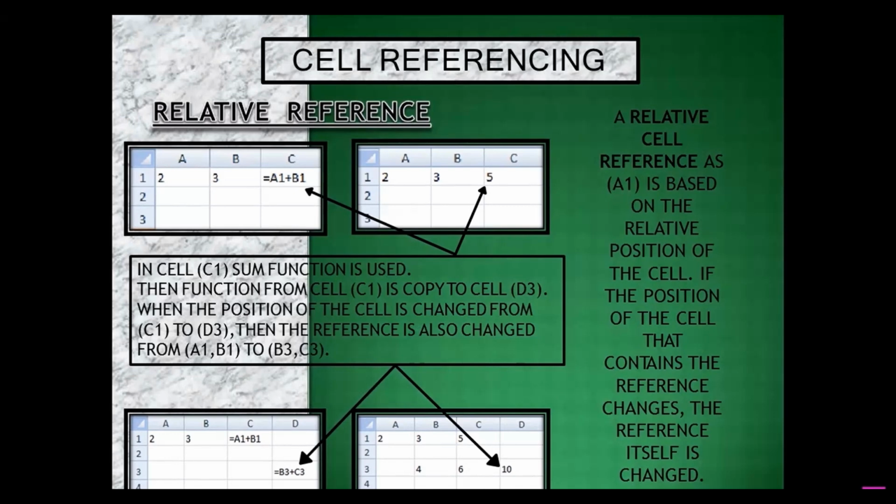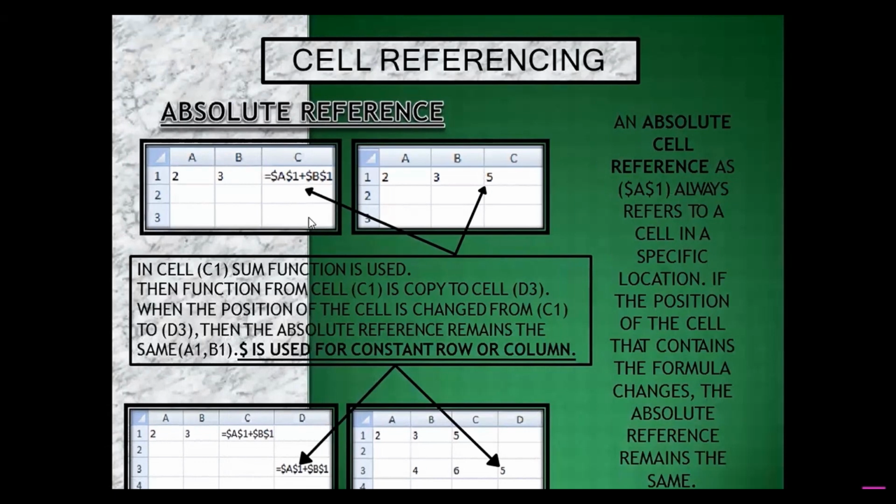So $A, $1 means that the column A and row 1 value is fixed. Here you can see that 2 plus 3 is 5. Whenever I put a reference here, a reference of C1, this is called relative reference value.